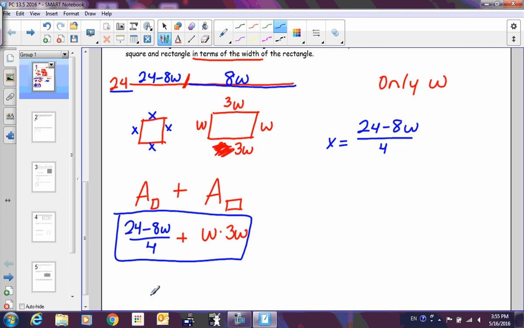If you were required to simplify, you could go 24 over 4. That's a 6, and then that's a minus 2W. So there's one thing. This is X. How would I actually find the area, though? I need to do one thing to this. I need to square it, because the area would be X squared. So if this is all bothering you and you wanted to simplify it, knock yourself out. Not required. Moving on.